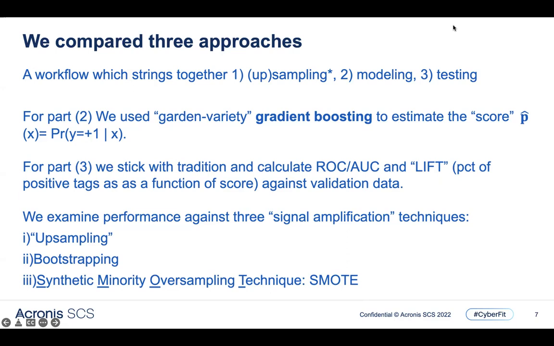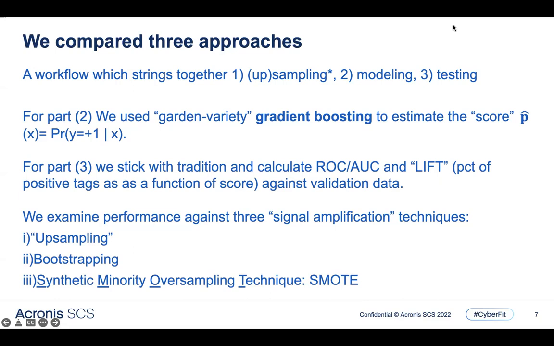For part 2, the modeling, we use a garden variety gradient boosting algorithm to estimate the score, and I denoted it p hat of x. x is the feature, and p hat represents the probability that y equals +1, given the feature value x.